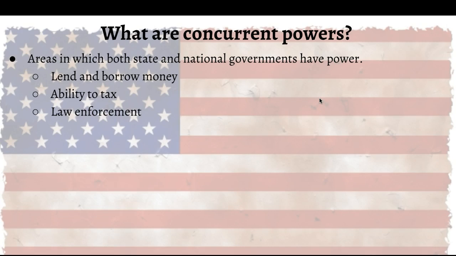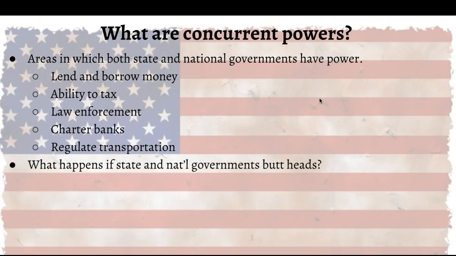Law enforcement: there are national law enforcement agencies, there are state law enforcement agencies, and so they operate those powers concurrently. The ability to charter banks: you have national banks, you have state banks, so they both have the ability to do that. To regulate transportation, you can regulate transportation at a federal level, especially if it deals with interstate commerce. The states can regulate transportation within their boundaries because of intrastate commerce.